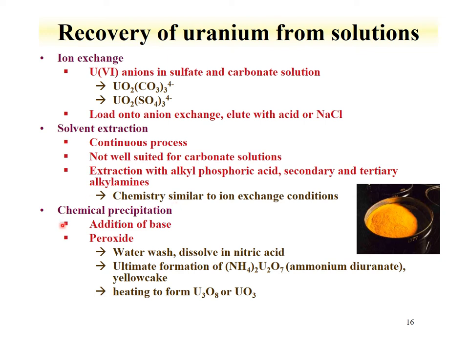Chemical precipitation: one can precipitate the uranium out by the addition of a base, peroxides, or ultimately the formation of ammonium diuranate, the yellow cake, which is shown here. And then heating most of the precipitated chemical forms results in U3O8 or even UO3, depending upon the level of oxygen and temperature at which the heating is performed.